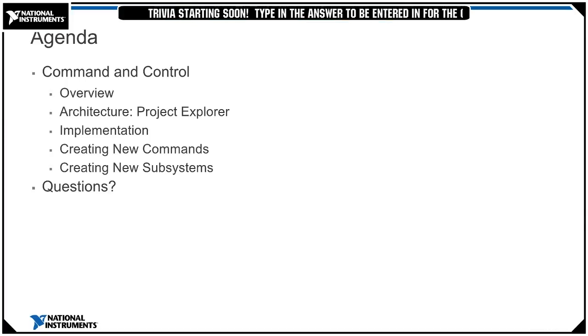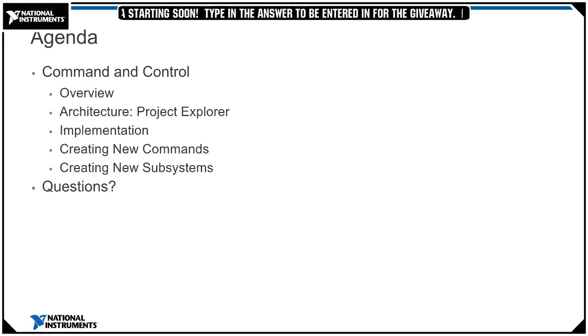So what we're going to cover today is really just command and control. We're going to do it through an overview, look at the architecture of the Project Explorer window, because that gets a little more complicated. How do you implement a subsystem? How do you create new commands? And how do you create your own subsystem? And we'll take questions at the end after that software demo, or along the way if you want to sprinkle them in.